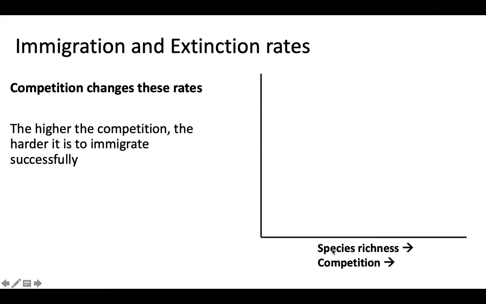On the x-axis, I'll put species richness here, number of unique species, and we can assume that as the number of species goes up, competition is going to go up. More species putting more demand on limited resources like food, space, nutrients, mates, etc. And what we see if we put immigration rate on the y-axis with this pattern, as species richness goes up, as competition increases, the immigration rate will decrease.